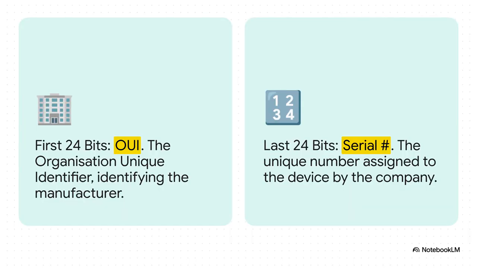That 48-bit address is split right down the middle. The first half, the first 24 bits, is called the OUI. That stands for Organizationally Unique Identifier, and it basically tells you who made the device. Is it an Apple product, an Intel chip, a Cisco router? The last 24 bits are then a unique serial number that the manufacturer assigns. It's a brilliant system, right? Part company ID, part device ID.